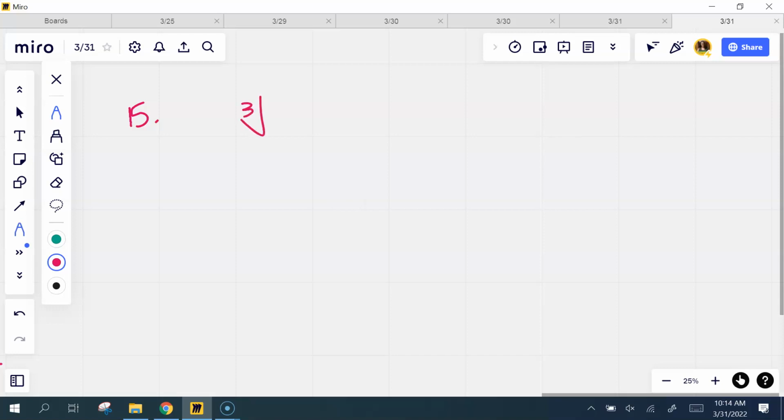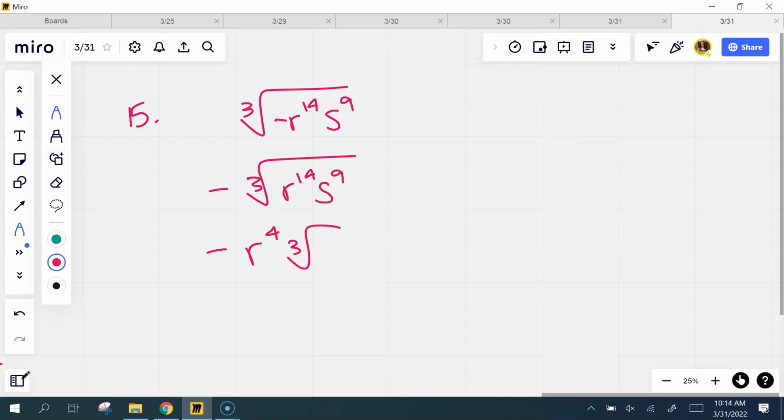The third root of negative r to the 14 s to the 9. And when I see this, because it's an odd root, I'm going to go ahead and pull that negative out, because it's just going to throw me off anyway. No i's because of the odd root here. So how many times does 3 go into 14? 4, so I got r to the 4th. How many are left? 2. And then how many times does 3 go into 9? 3 with none left, right?